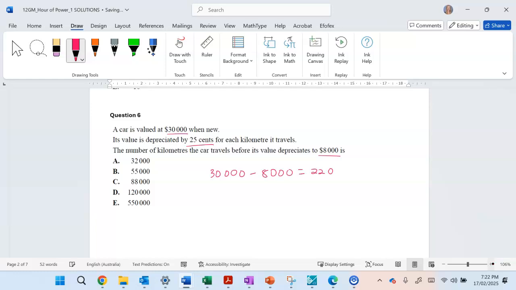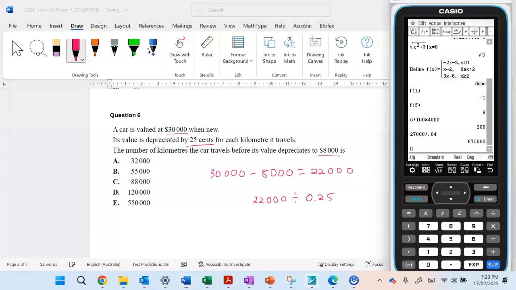All right, so 22,000. And we're only going to do 22,000 divided by 25 cents. So do 0.25, plug that into the calculator.